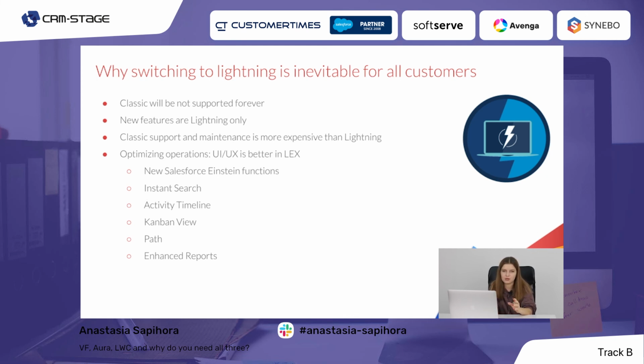because development right now on LWC and on our framework is much faster than working with Visualforce, if we are talking about components for record pages, because we have App Builder, which allows us to also use standard out-of-the-box components and change the UI really easily. And also we have lots of optimizations in user experience, because UI/UX is much better in Lightning. We have new Salesforce Einstein functions, we have instant search, activity timeline, Kanban view, path, and we also have enhanced reports.